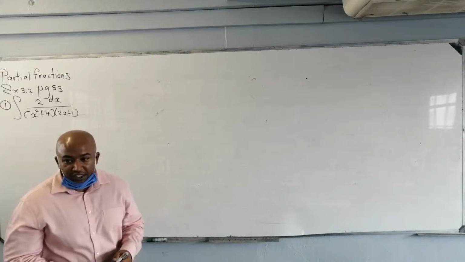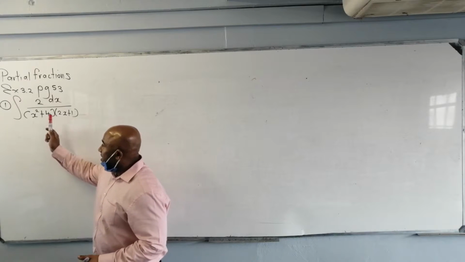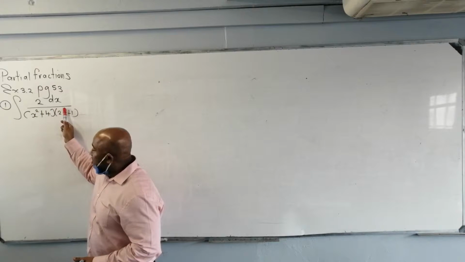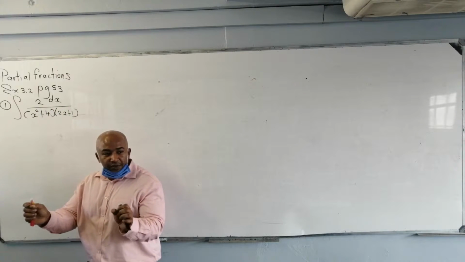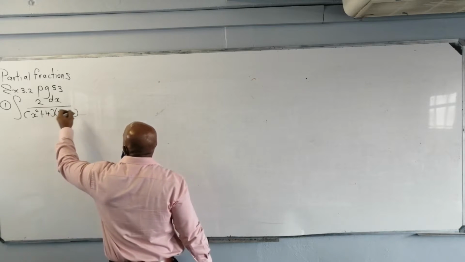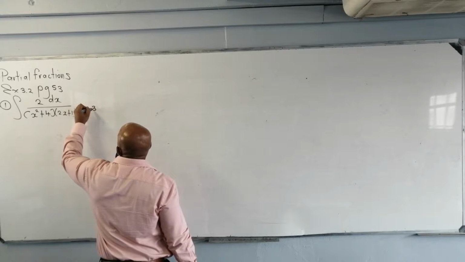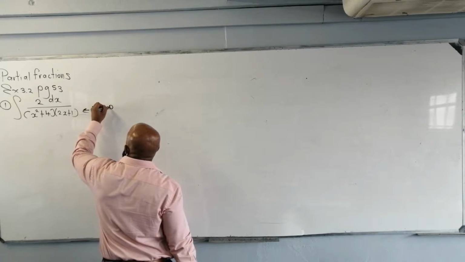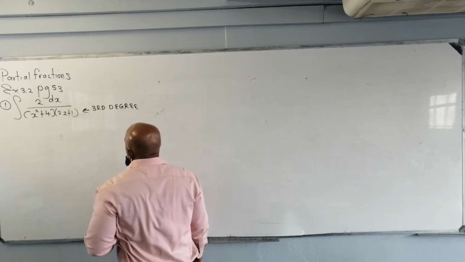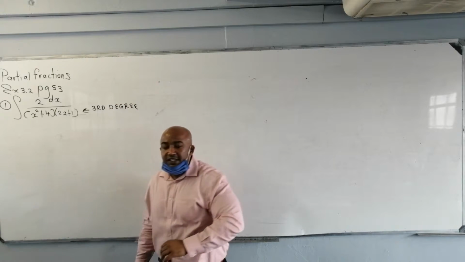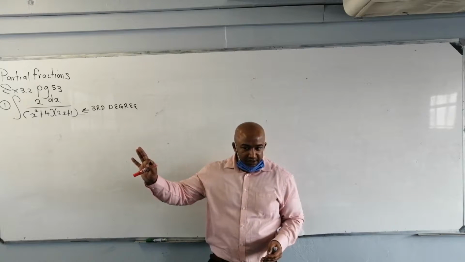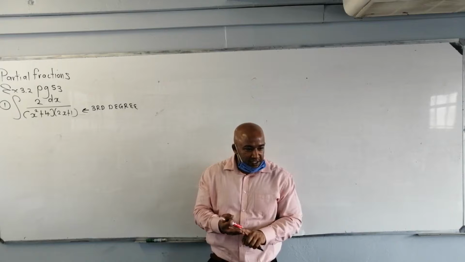So what is the degree of the denominator? If you had to multiply this out, there's an x squared there, and there's an x to the power 1. So therefore, x squared times x will give you x to the power 3. So the denominator is of a third degree. Right, so now, if it's third degree, you must have A, B, and C, because there's going to be 3 fractions.